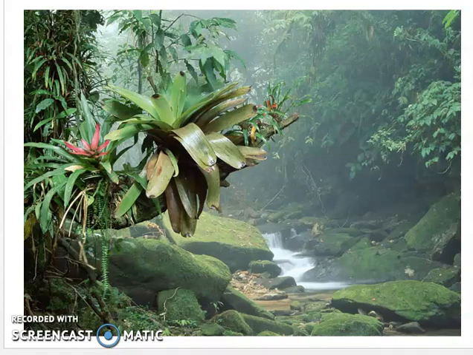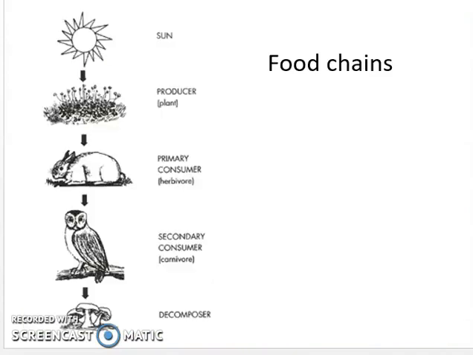An ecosystem is an area, a community, where we have the organisms in that community and their interactions with the biotic and abiotic components of an area. The biotic components are the living components of an ecosystem. If we go back to this one, these are all our biotic components: producers, consumers, whether primary, secondary or tertiary, and our decomposers.